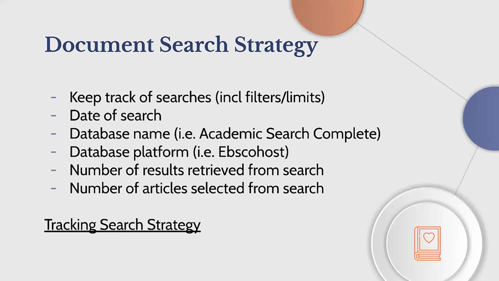The number of results that were retrieved from the search and the number of articles that you selected from the search. So those are the key numbers you want to pull. So if you open that search map, Justin, do you want to just open that tracking search strategy document?